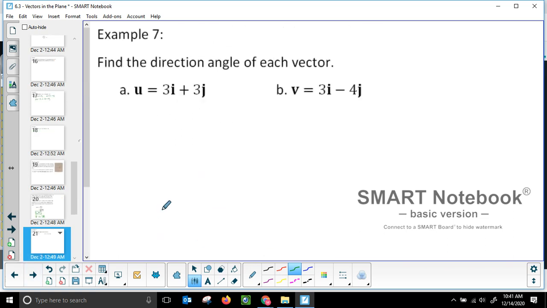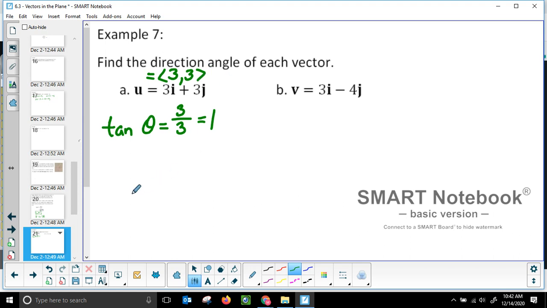Okay, so find the direction angle of each vector. Okay, well, this is my A and this is my B. All right, so we know that tangent of theta is going to equal B over A, which is just 1. Okay, well, now, and remember, this is really the same thing also as 3, 3.